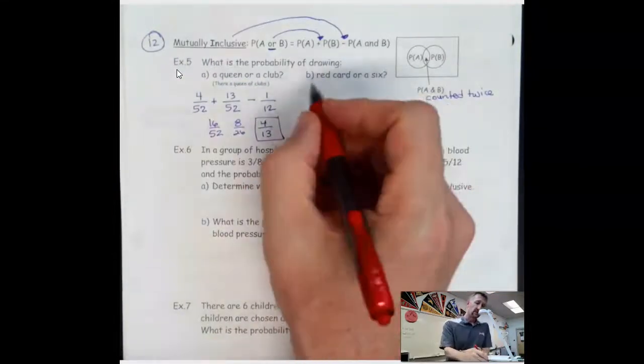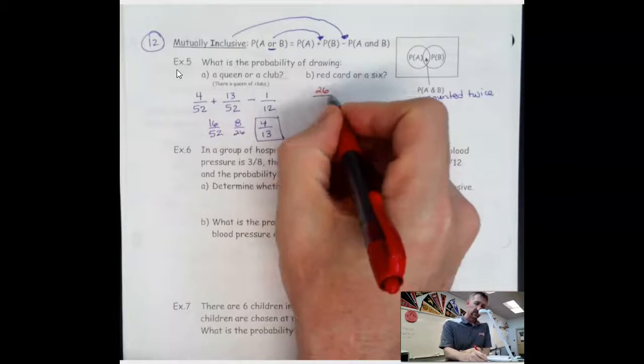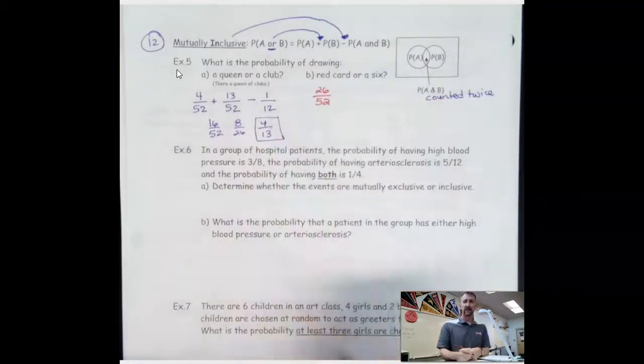Okay, so red cards. Half of the cards are red. We could put 1/2, but remember we're trying to keep a common denominator here because we're going to be adding and subtracting fractions. So I would just leave it 26 over 52. Half the cards are red.